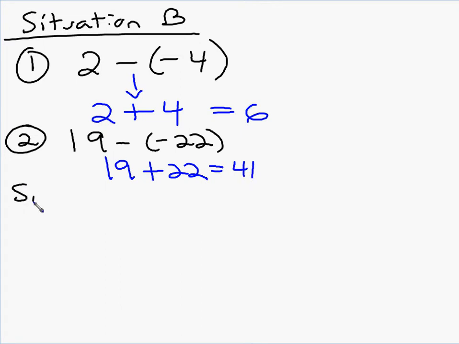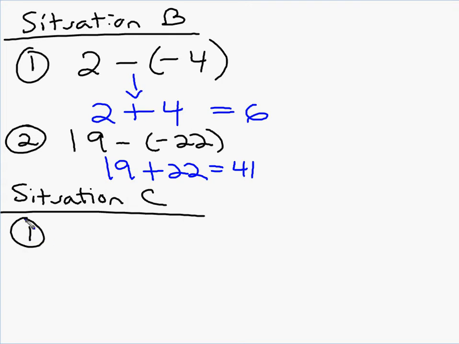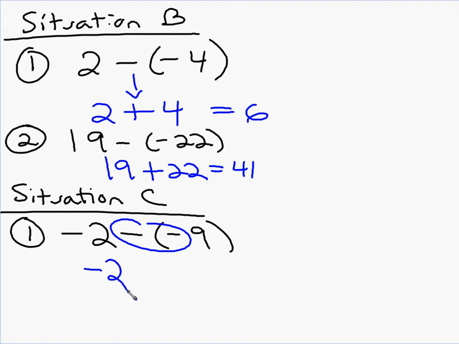The third situation. Situation C. And these you have to pay a little bit more attention on, but they're still not bad. Negative 2 minus a negative 9. Now, do you see snake eyes up there? We do. We see it right here. So when I rewrite this, that's the only thing that changes. This is still negative 2. And then it becomes negative 2 plus 9. Okay, that's how you rewrite it.